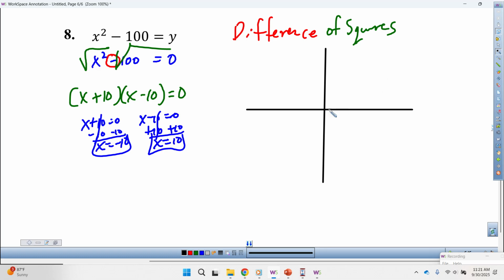Is that crooked? A little bit? A lot better? Okay. Here we go.